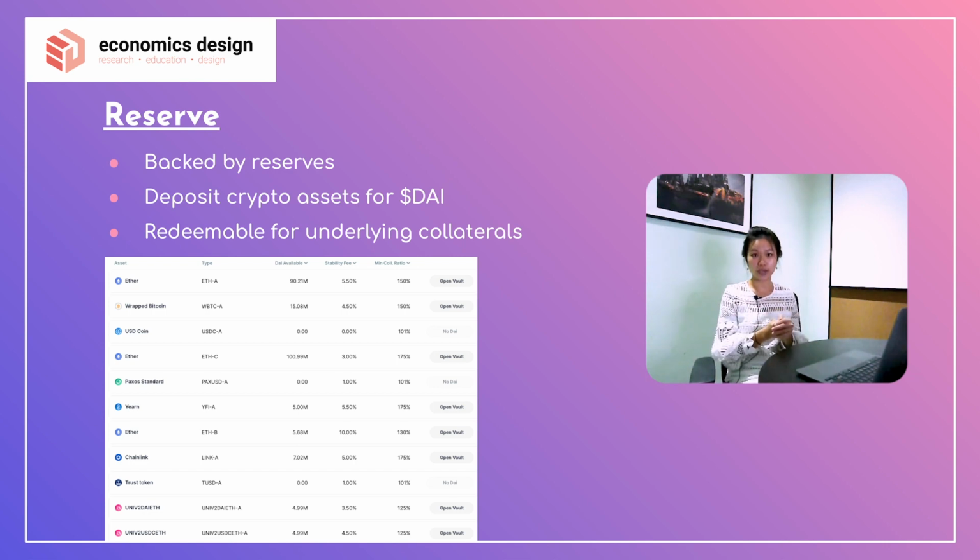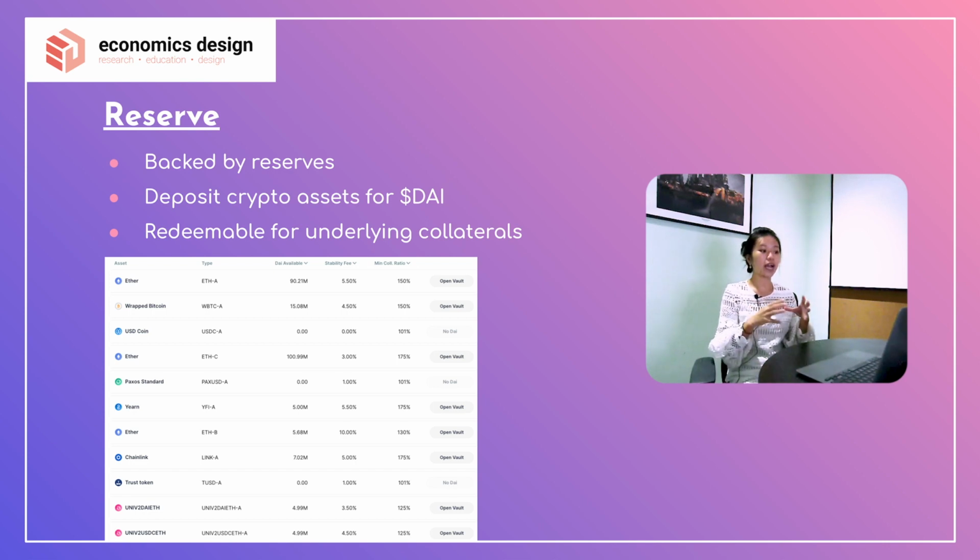What are these different crypto assets? Take a look at Oasis, which is one of the MakerDAO systems. We have ETH, Wrapped Bitcoin, USDC, Paxos Standard, Yearn, Chainlink, TrustToken, and a lot of LP tokens from Uniswap.